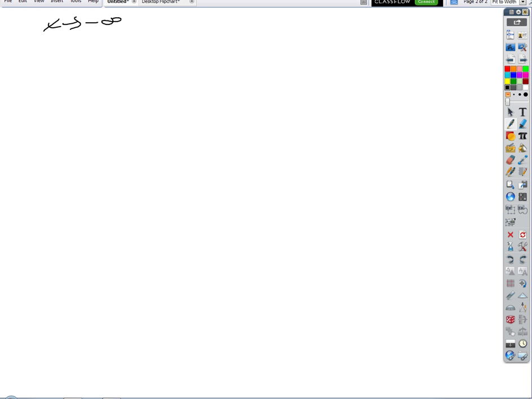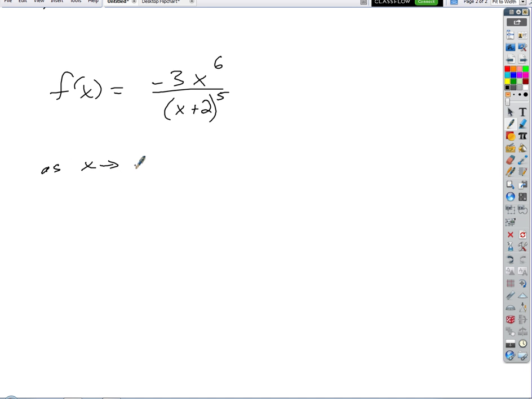This is totally different, but I'm just gonna throw this at you and see if you can figure this one out. So what if we have the f of x equals negative 3x to the 6th divided by... Take a second and try that one.